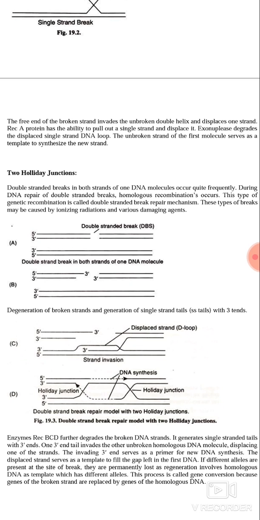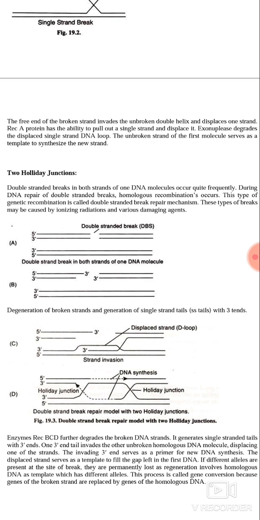If different alleles are present at the site of break, they are permanently lost, as regeneration involves homologous DNA as a template which has different alleles. This process is called gene conversion because genes of the broken strand are replaced by genes of the homologous DNA.